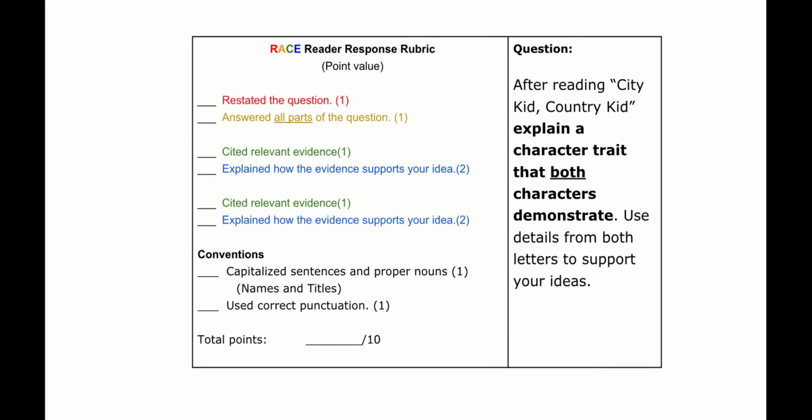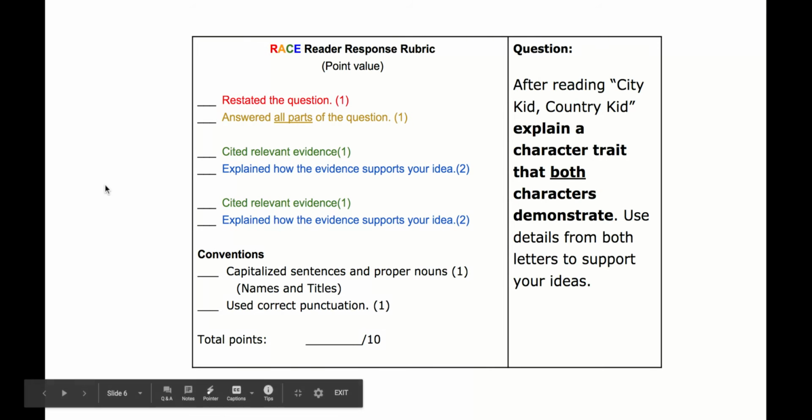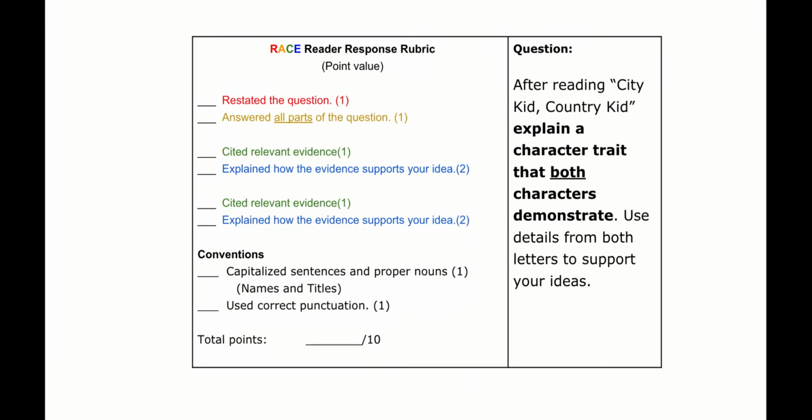So let's take a look at our question for this reader's response. It says, after reading City Kid, Country Kid, explain a character trait that both characters demonstrate. Use details from both letters to support our ideas. You'll notice that the 5th grade teachers have created a rubric that helps us follow a race response. The first thing we need to do is restate the question as an answer, and then answer all parts of the question. So I want my readers to understand what it is that I'm answering.